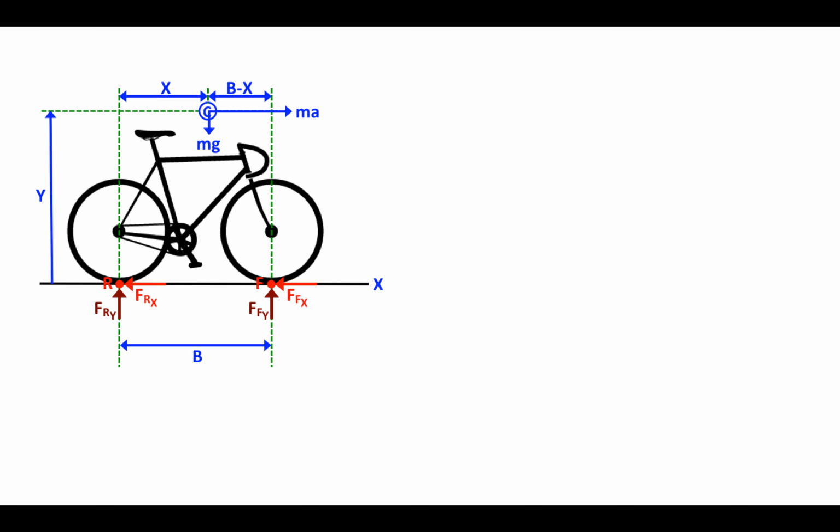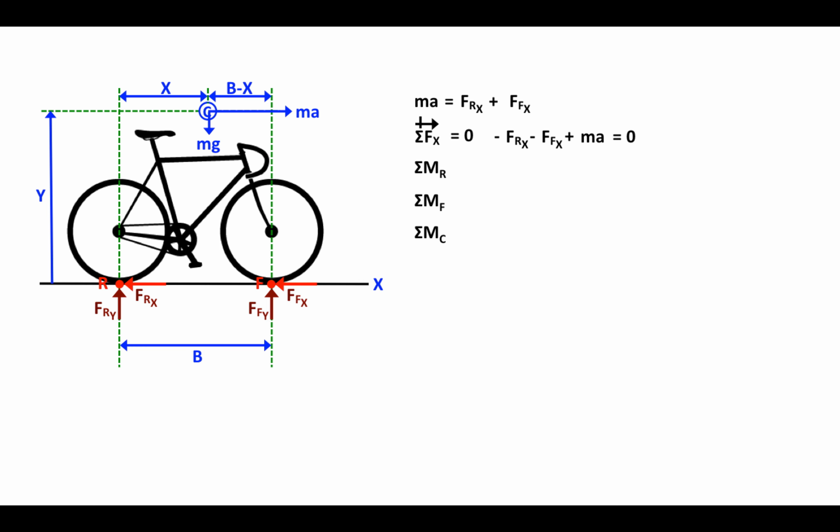We can write a number of equations from this diagram, and the first is this: mass times acceleration equals the force on the rear wheel in the x direction plus the force on the front wheel in the x direction. This force equals this force plus this force. I could also write the equation that way, and that means that the sum of all forces in the x direction is equal to 0.